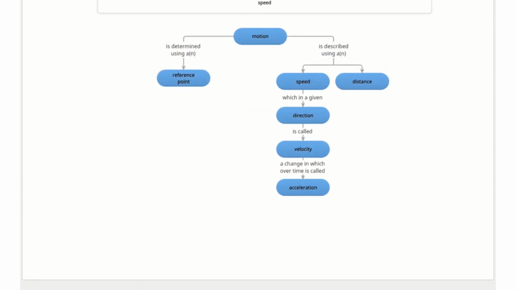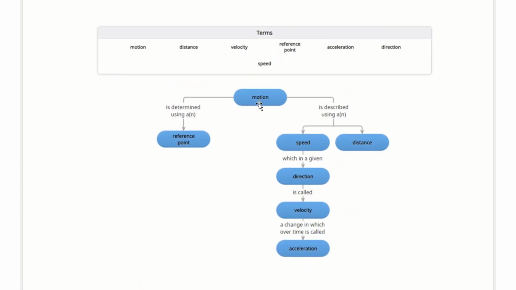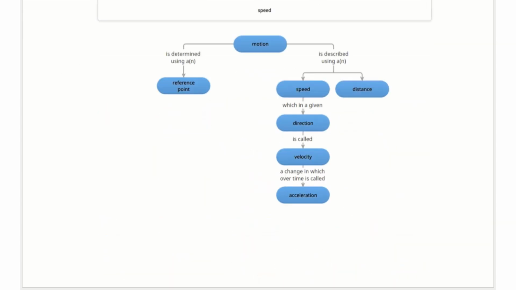Of course, I'm going to bring this box and then you have to fill in the correct places. Okay, and then the next concept map, you have motion. Motion is determined using a reference point. It is described using speed and distance. Speed which is given a direction is called velocity. A change in velocity over time is called acceleration. So you have these 2 concept maps.